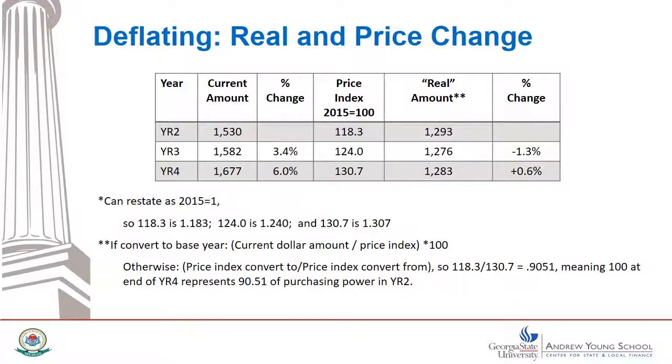Repeating the same process produces the real column, which shows how inflation has dampened the growth curve. The change from year 2 to year 3 represents a loss of purchasing power of 1.3%, despite the current amount of the budget increasing 3.4%. The overall budget change over this 3-year period is not nearly as steep as the current change column shows. As the notes at the bottom suggest, it's possible to restate the price index to a new base year.